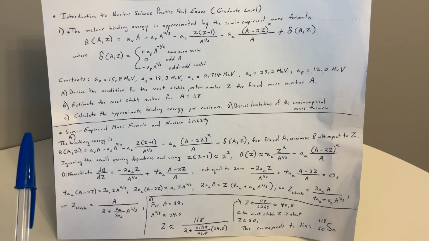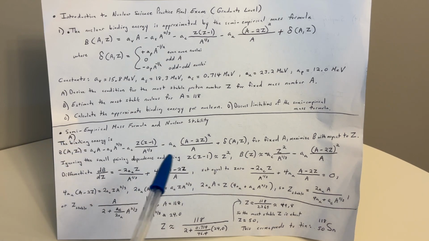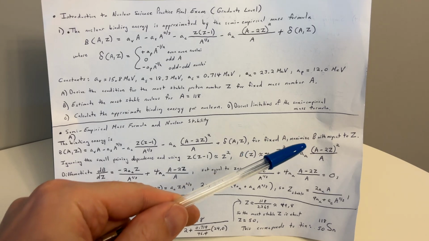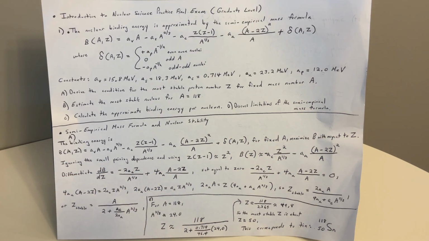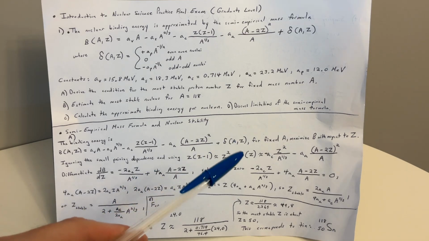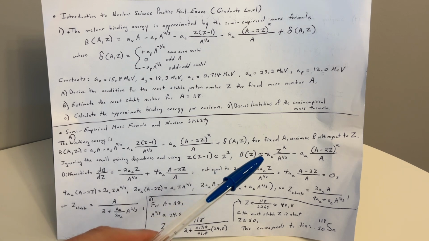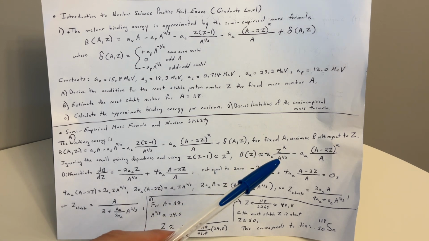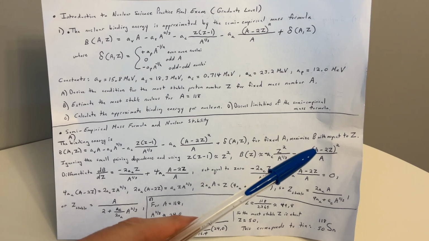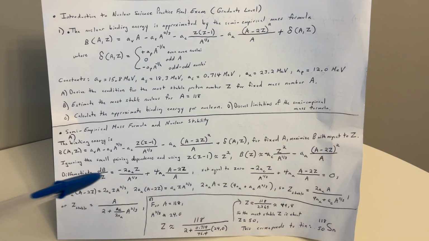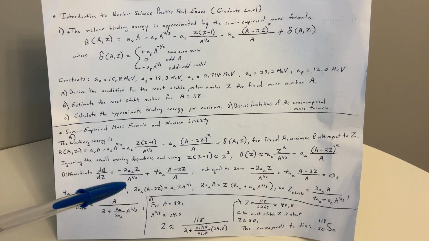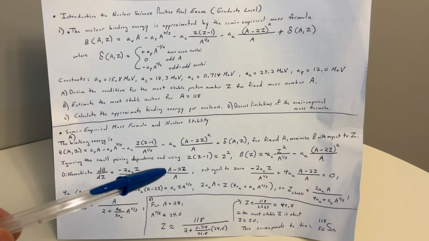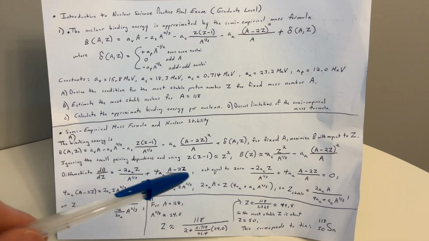So I'm going to go through this quickly. Here's our binding energy. For fixed A, maximize B with respect to Z. So ignoring the small pairing dependence and using Z times the quantity Z minus 1 is approximately Z squared, we're going to say B of Z is approximately negative A sub C times Z squared over A to the 1/3 minus A sub A, quantity A minus 2Z squared over A. We differentiate dB/dZ. That's going to give you negative 2A sub C Z over A to the 1/3 plus 4A sub A times A minus 2Z over A. Set it equal to 0.